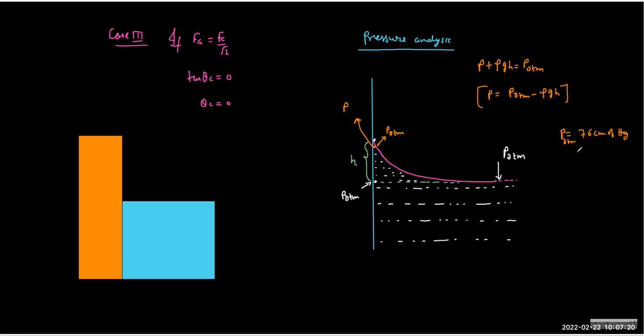So PATM is 76 centimeter of Hg, and what we can understand is the pressure P and the PATM having some relation, and that relation is that this flat surface, this curved surface will have some curvature. If you remember the radius of curvature concept in circular motion, I hope you remember this part.